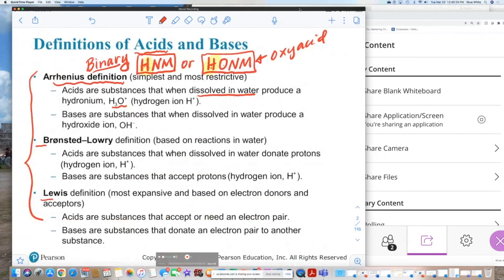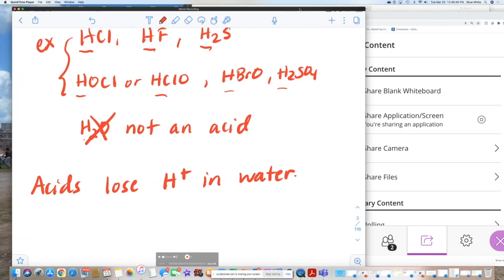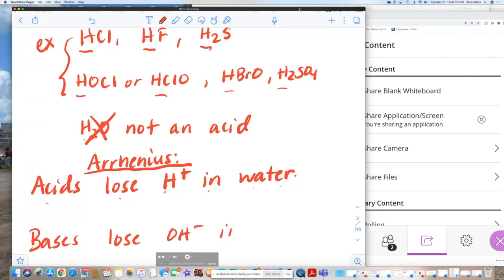Arrhenius said an acid does something unique when it gets in water. So any of these acids lose H plus in water. That's the simplest way to define the acid according to Arrhenius. So this is the Arrhenius definition: acids lose H plus in water. And he also says bases lose OH minus in water. I should use the term just water here.